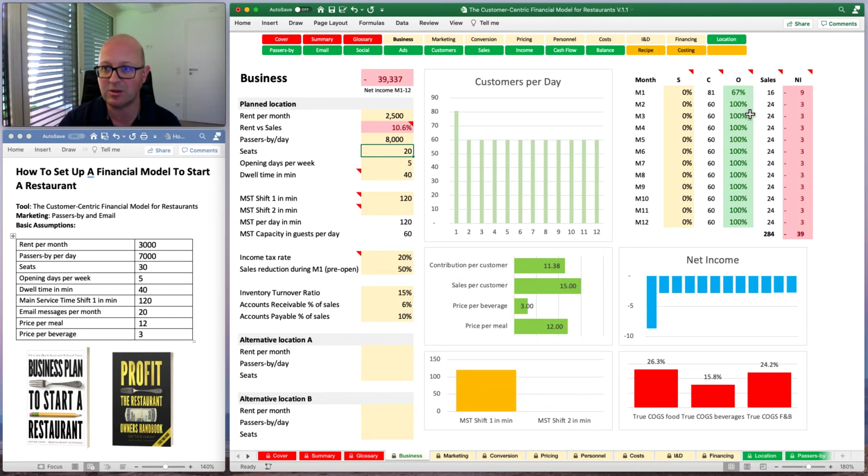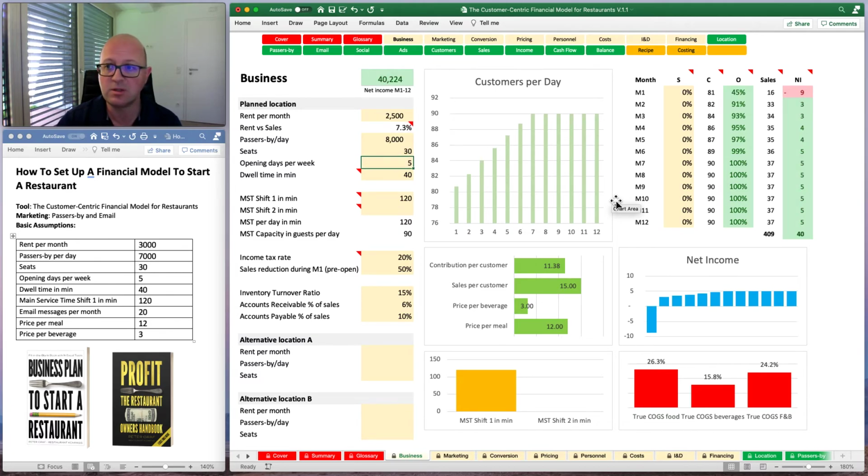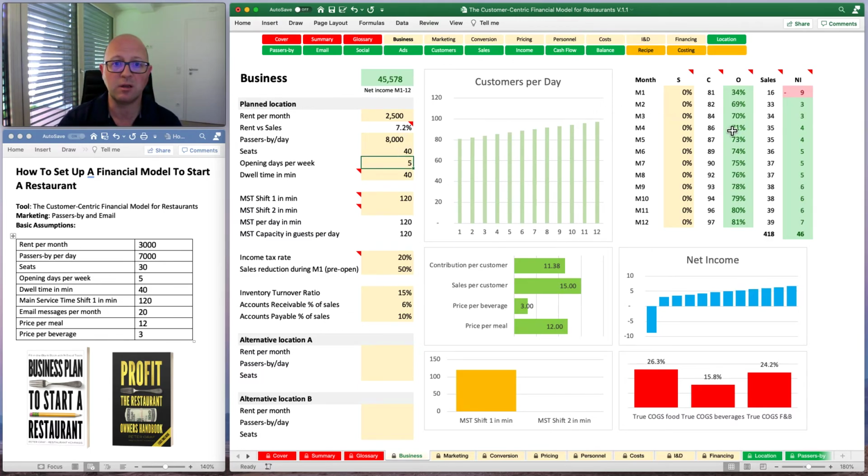On the right hand side, you see it on the overview. O is occupancy on premises, and you find it's 100%. So the restaurant is too small. How about 30 seats? And now we are becoming better, but we are still in month 7. We are 100% occupied. So how about 40 seats? And now it's getting more interesting step by step.